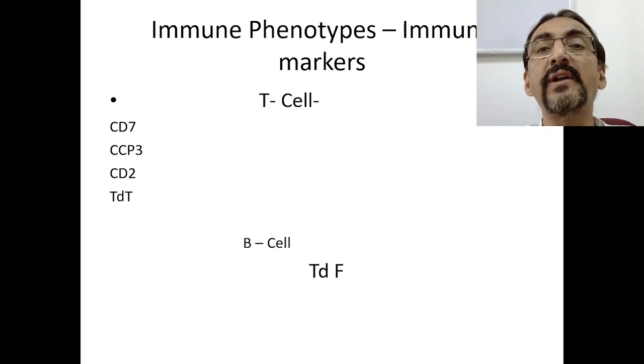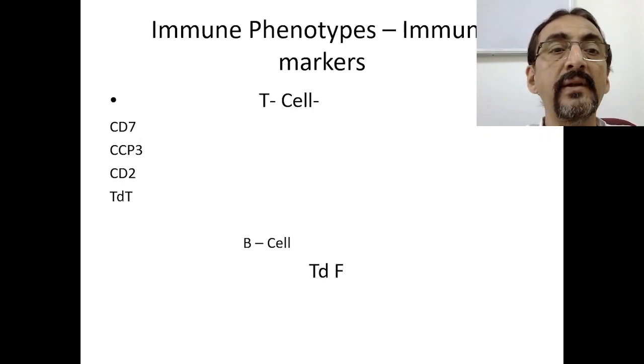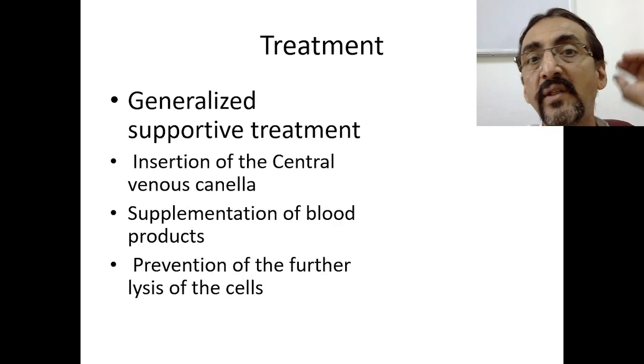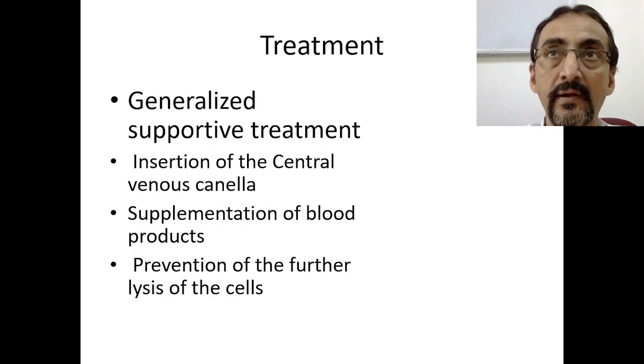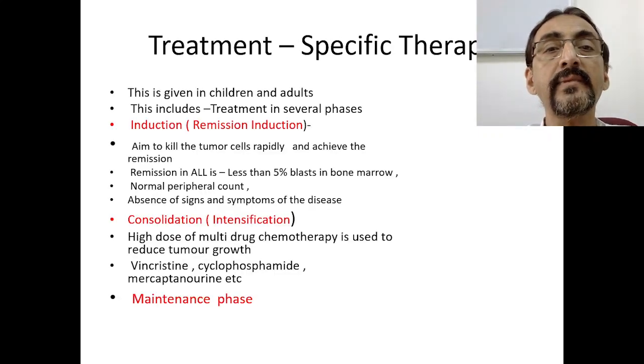These are the immunophenotypes and immune markers commonly used for ALL: CD7, CD3, CD2, TdT, etc. For the B cell, we have TdT. What is the treatment now? Generalized and supportive treatment is important. Insertion of a central venous cannula, number 1. Supplementation of blood products, number 2. Prevention of further lysis of the cells. These are the 3 important principles.